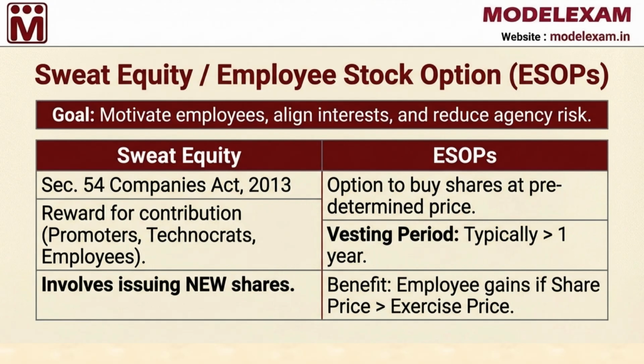Another popular method is the employee stock option scheme or ESOPs. This gives employees the option to buy shares at a predetermined price after a certain period, known as the vesting period, which is typically more than 1 year. The employee gains if the share price rises higher than the exercise price.